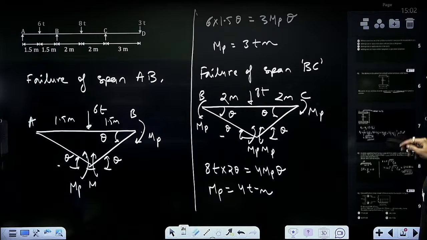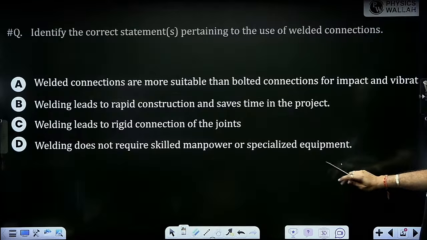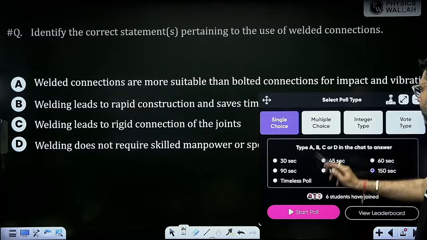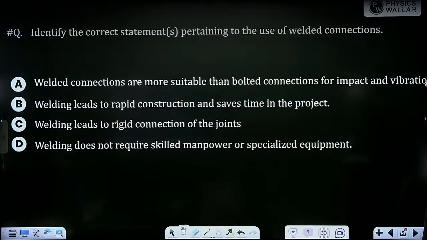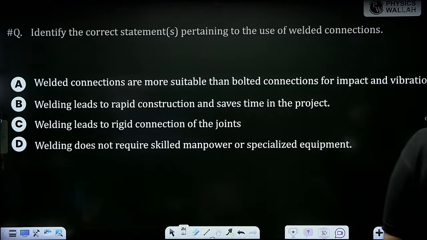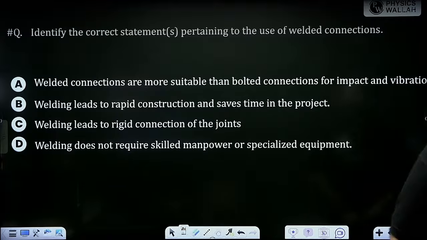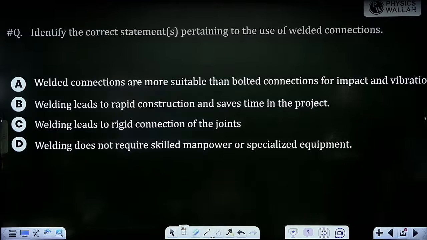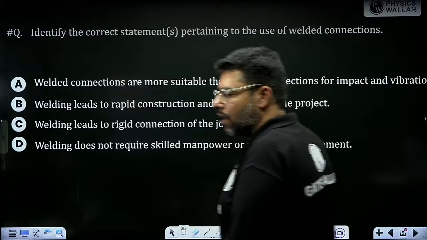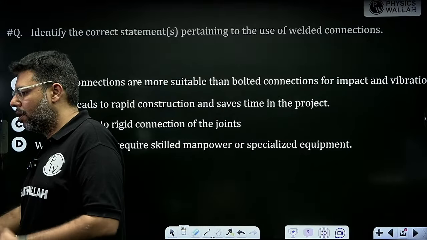The next question is on welding. More than one answer can be correct. Please solve this one as well. Tell me the answer of this one fast, please.